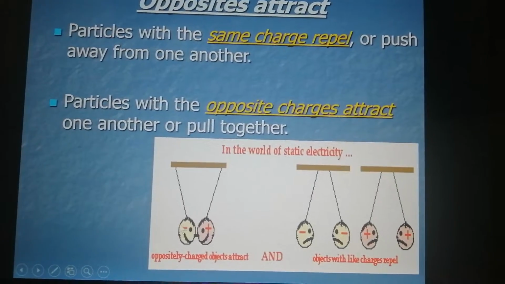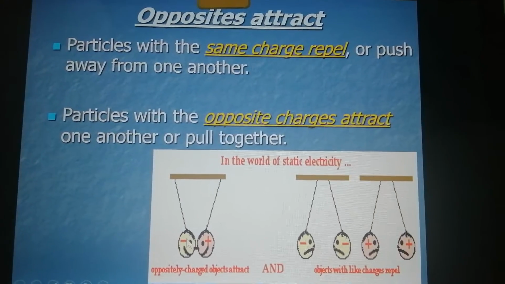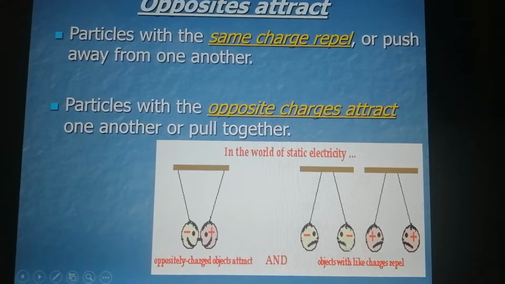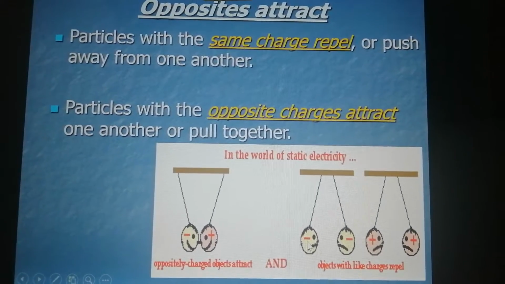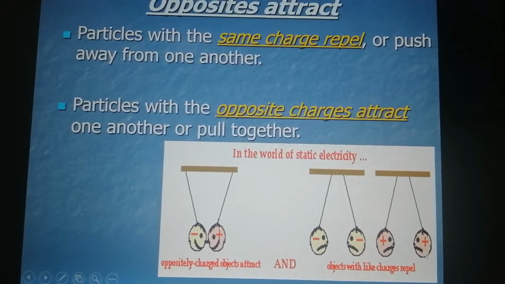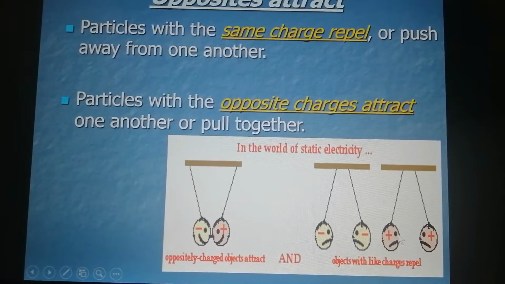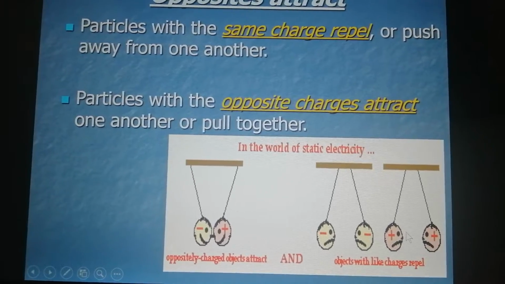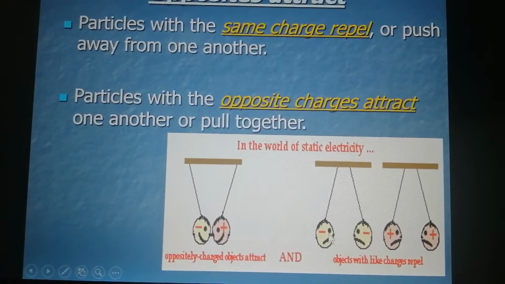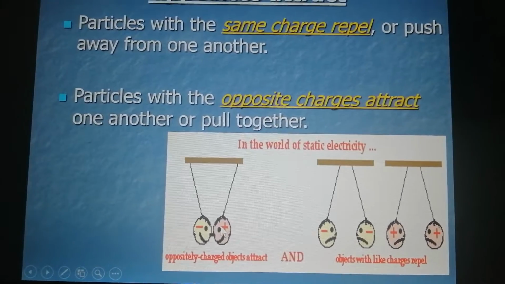So particles that are opposite always attract. Positive and negative always attract. While particles that are negative and negative will repel. Positive and positive will repel. This means that particles that are the same, that are alike, will repel or push away from each other. Either both of them are positive or both of them are negative, they will repel or push away from each other. Again, opposites always attract.